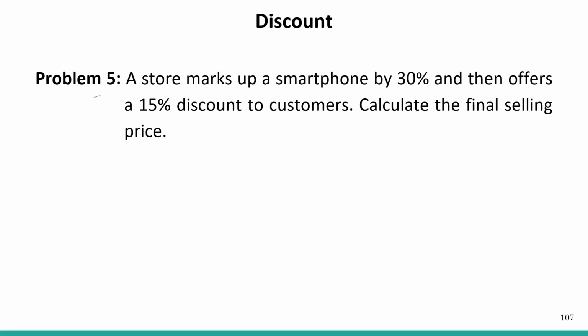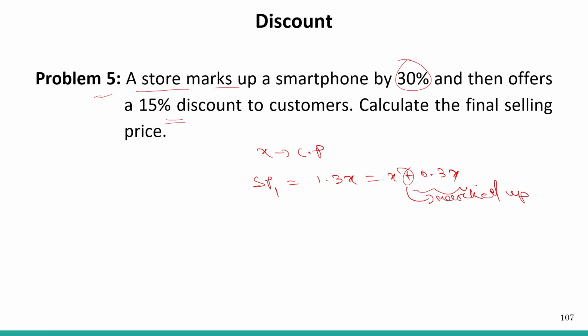So let's go for problem number 5. A store marks up a smartphone by 30% and then offers a discount of 15% to its customers. So what happens is, first, if X is CP, that is cost price, then SP1 is equal to 1.3x, that is X plus 0.3x, because it is marked up. That's why we have used the plus sign. This is the decimal form of 30%, so this is equal to 1.3x.